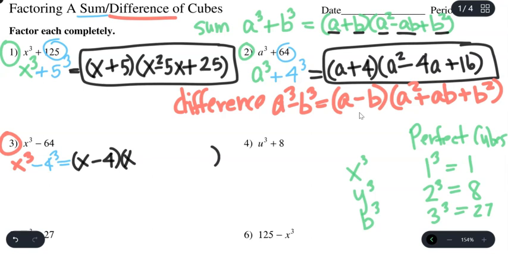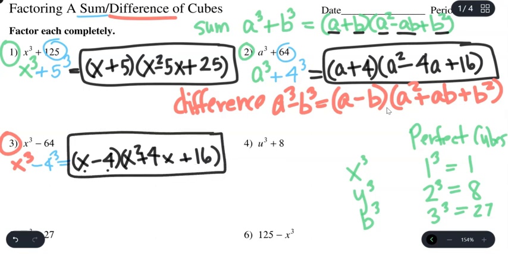Then I'm going to have x squared, this cube root, 16, this cube root squared, and then instead of subtraction, I have addition in the middle. And I'm done. Again, look at the pattern.